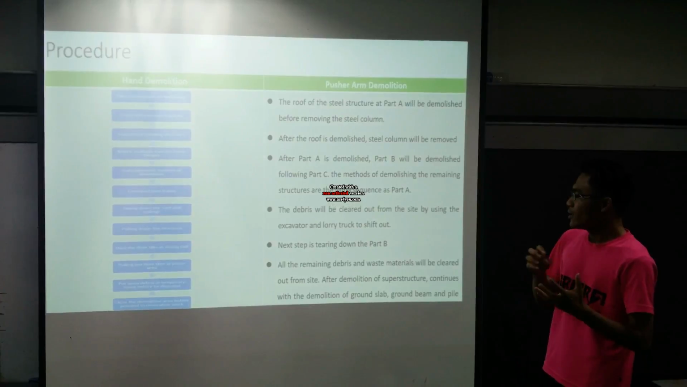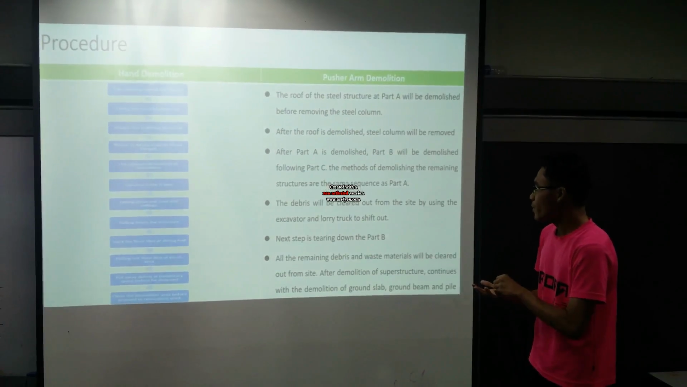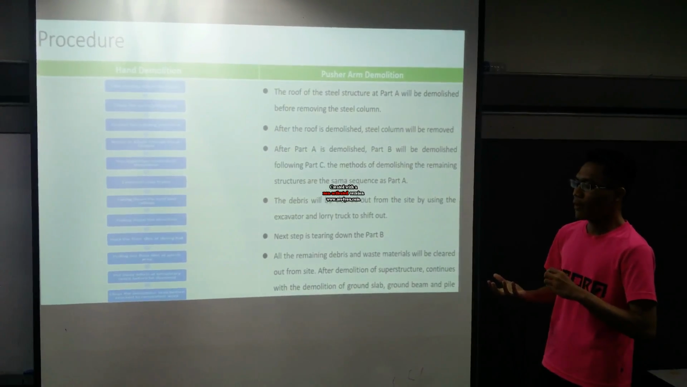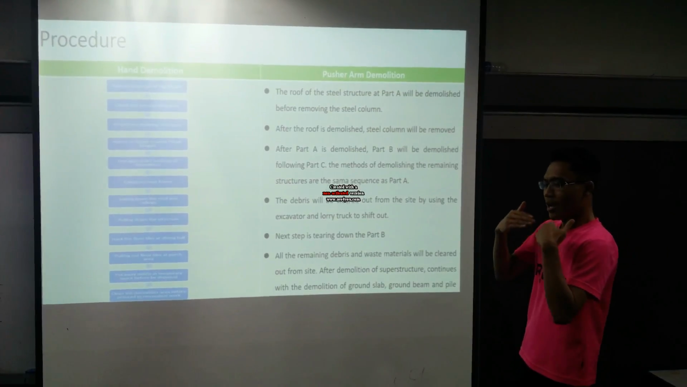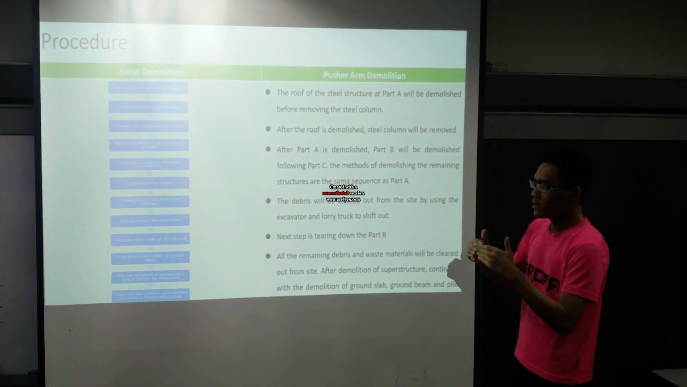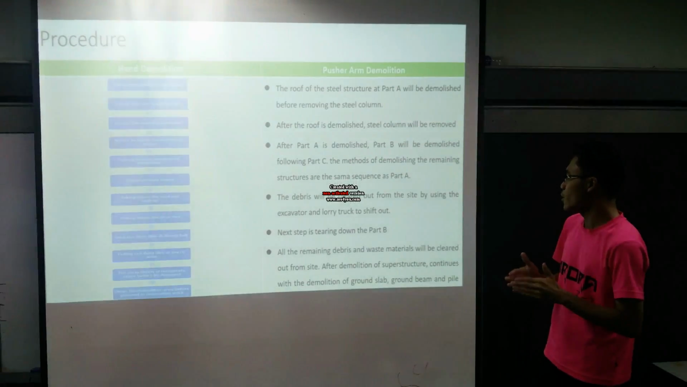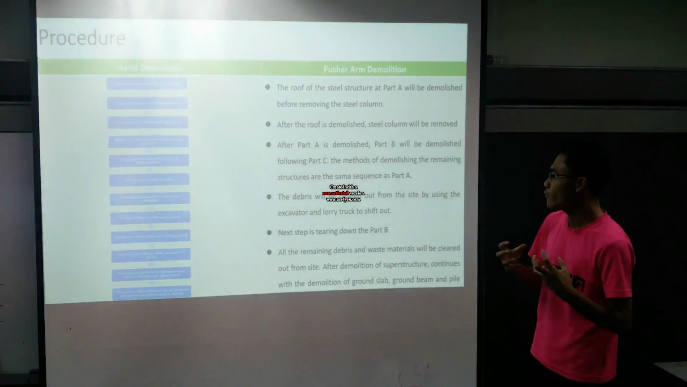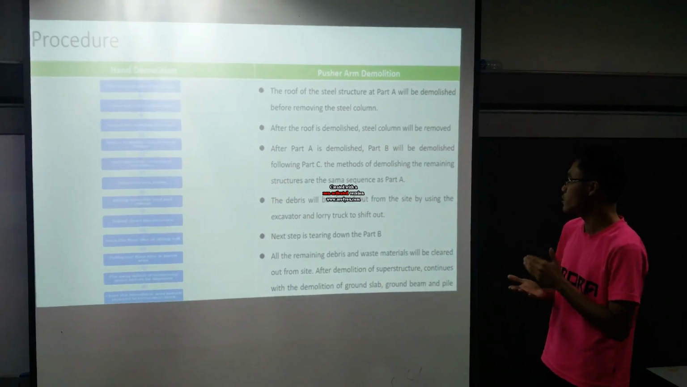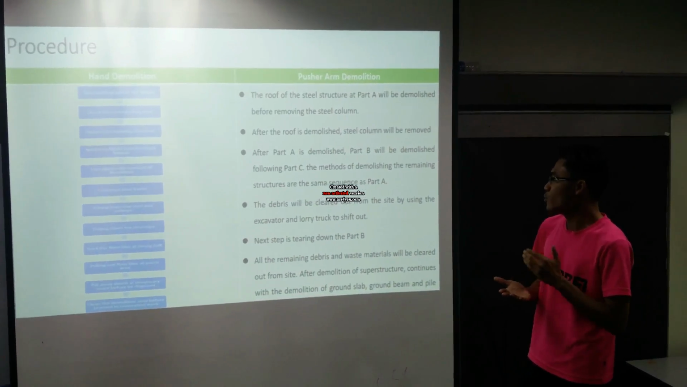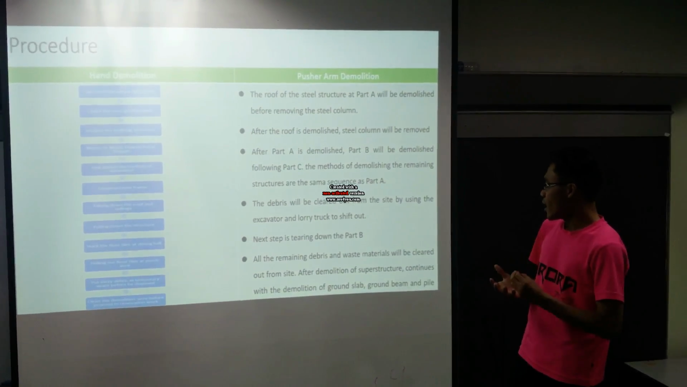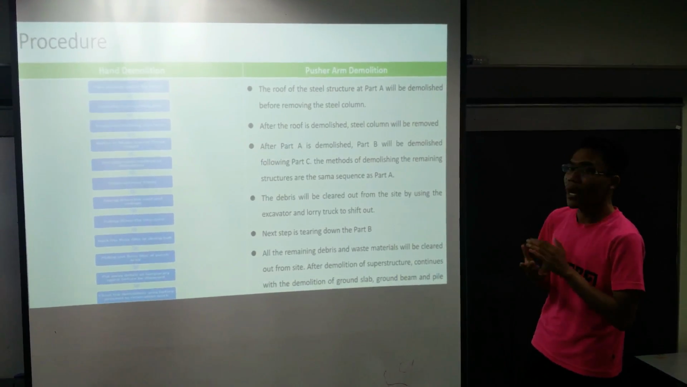And the next step is tearing down part B. We have some stations at the outside of this skirt. Okay, and all the remaining debris and waste materials will be cleared out from the site after demolition of the superstructure. Continue with the demolition of ground slab and ground beam, and continue with the pile.